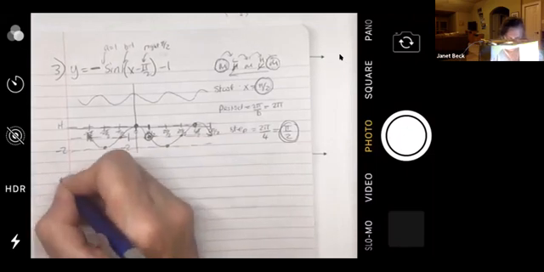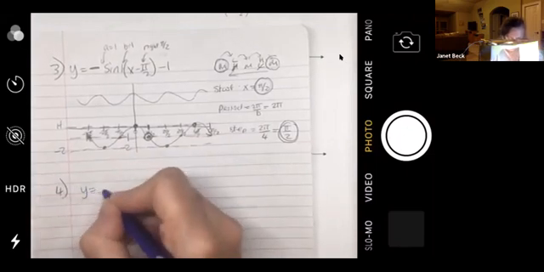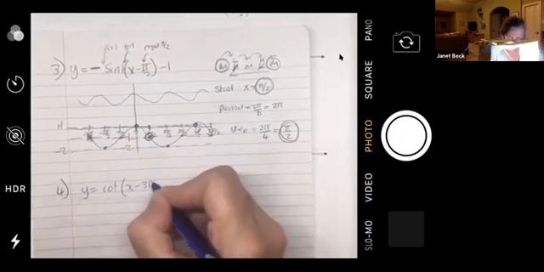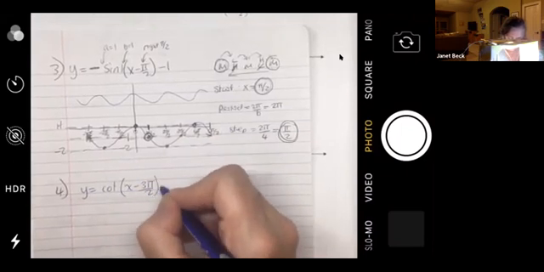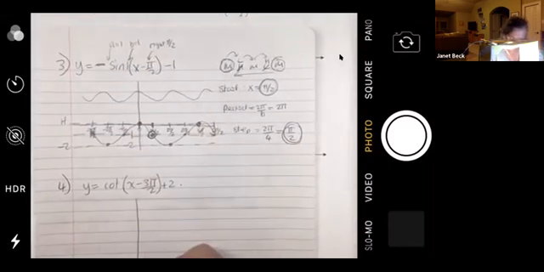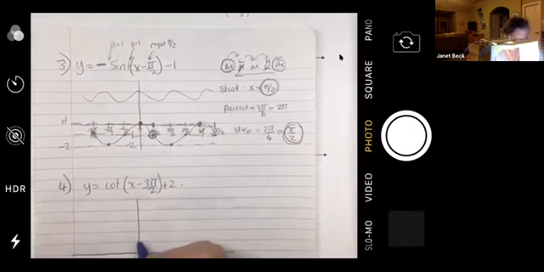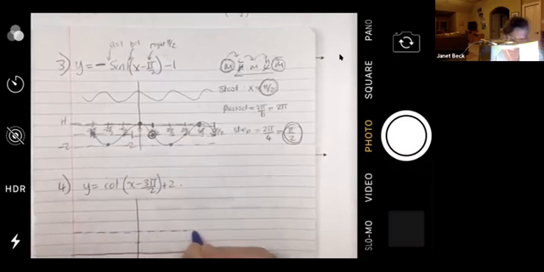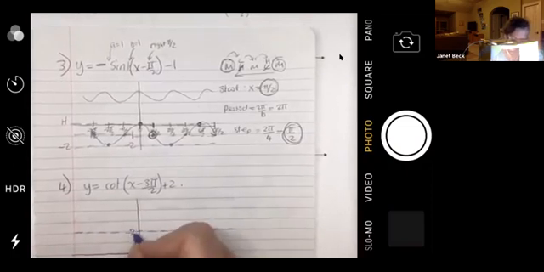And question number 4 is a cotangent. Y equals cotangent of x minus 3 pi over 2 plus 2. Okay, so let's put on the high line, the midline, high and low. I go up 2. Oh, I've used one line. I'm being inconsistent here. That's going through y is 2.